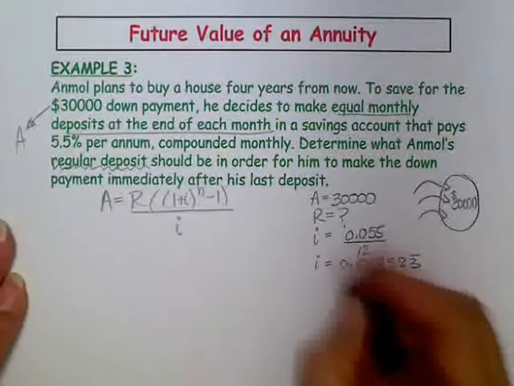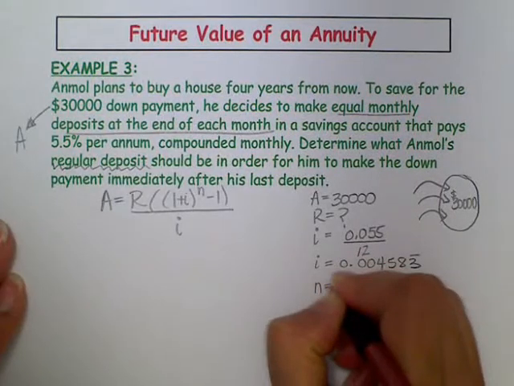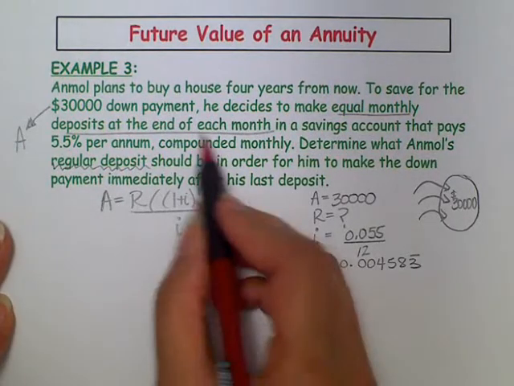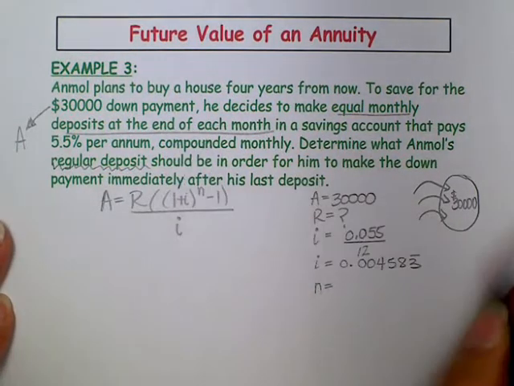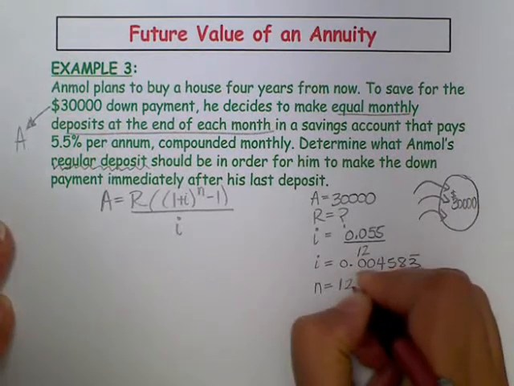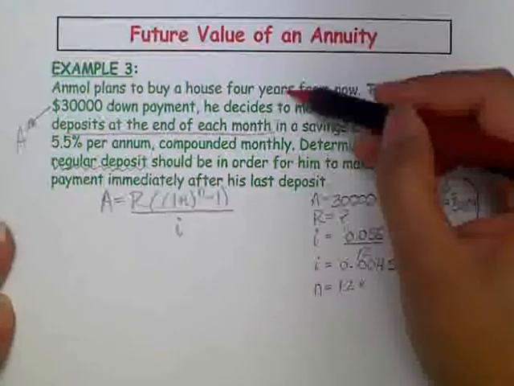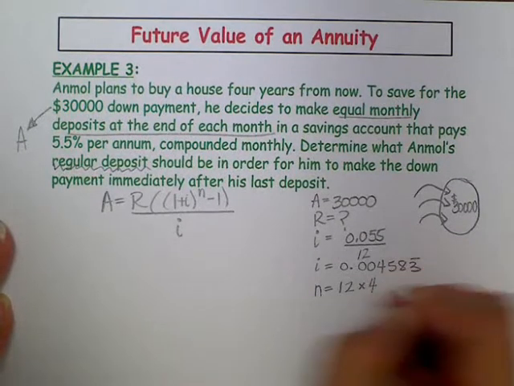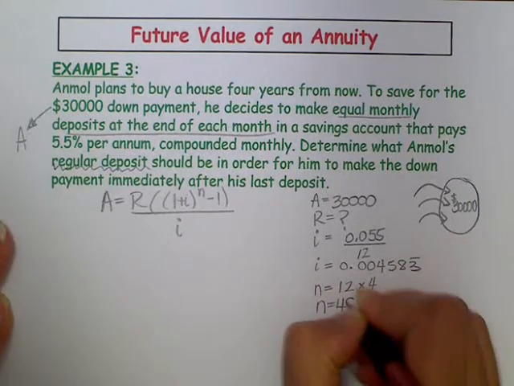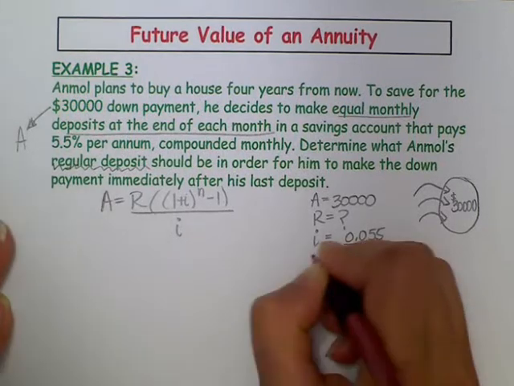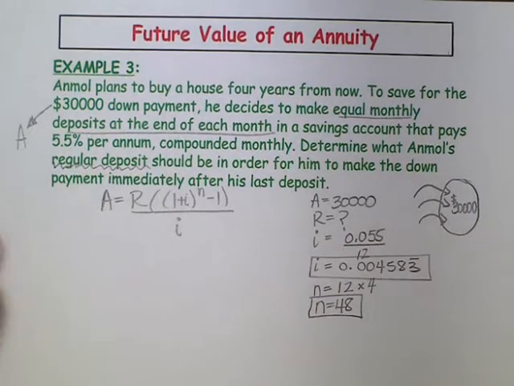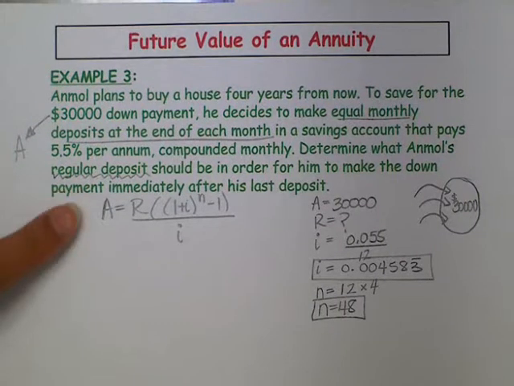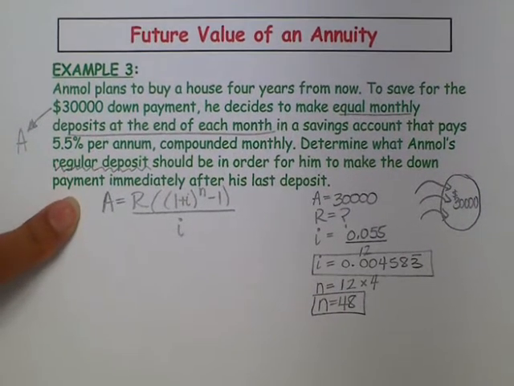And then the number of payment periods, or the number of compounding periods. Well, he's making payments at the end of each month, so that's 12 payments in a year. And he's making payments for 4 years. So that means in total he's going to be making 48 payments. Okay, so now we have all the information we need. Now, because I'm solving for R, what I'm going to do first is rearrange the equation that I'm given so that I can isolate R.